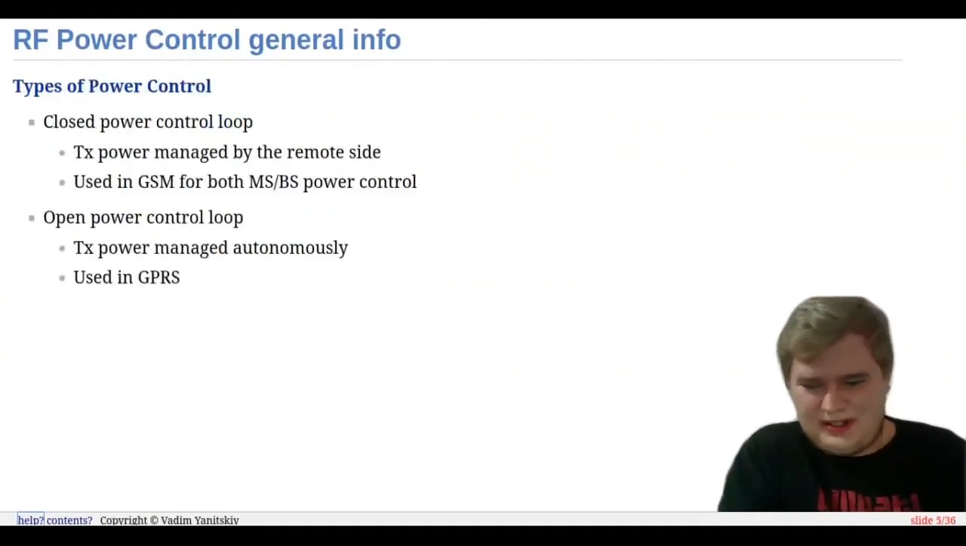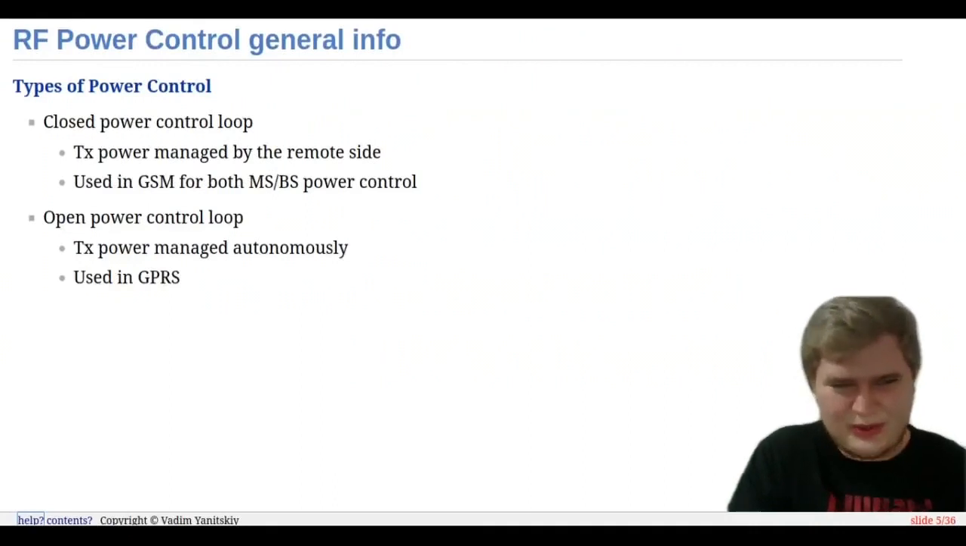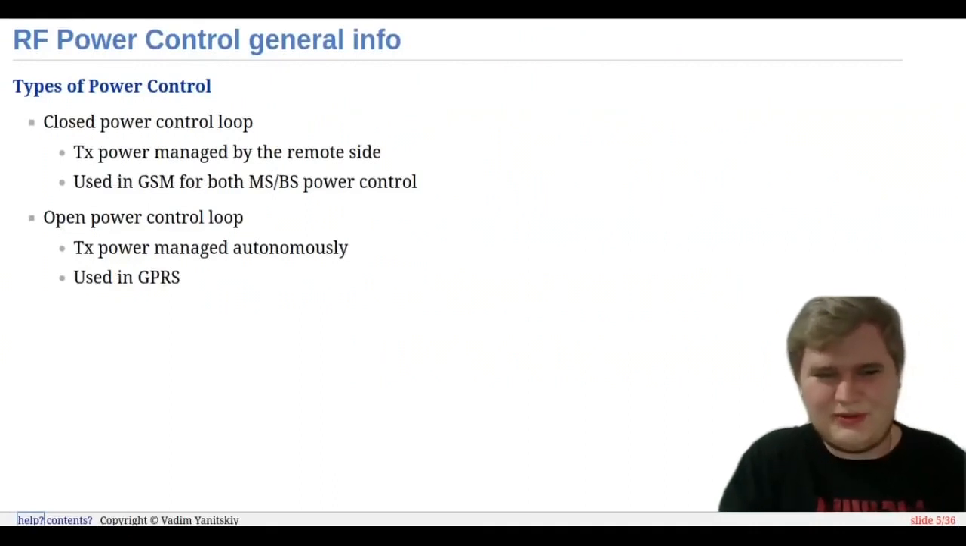There generally exist 2 types of power control implementations. The closed power control, where the power is managed by the remote side. This type of power control is used in GSM for both MS and BS power control. In case anyone is not familiar with the terminology, MS is the mobile station, basically the phone, and BS is the base station, the cellular tower.